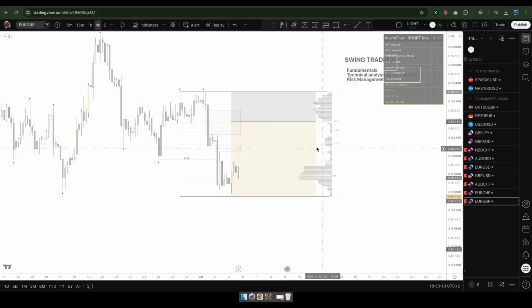So what I do, I'm a swing trader, and every weekend I come to the chart and I look at two major things, which tell me which asset I need to trade for the following week. And after that, I have a list of fundamental picks. I do my technical analysis on them. So with TradingView, I'm going to show you how this works.